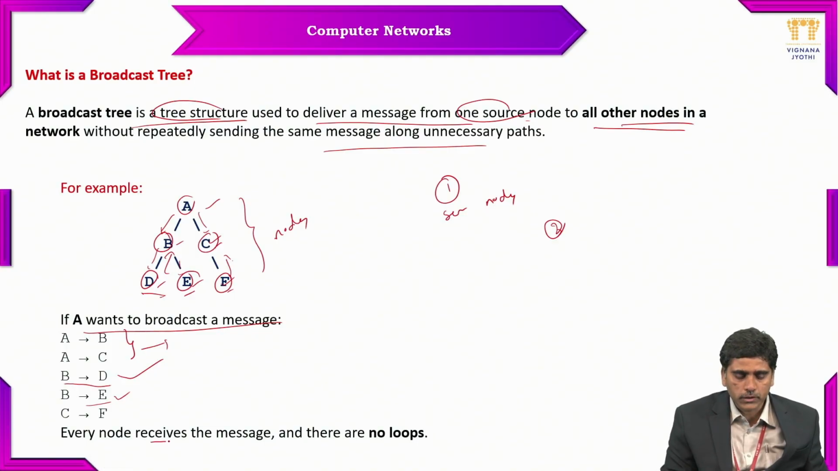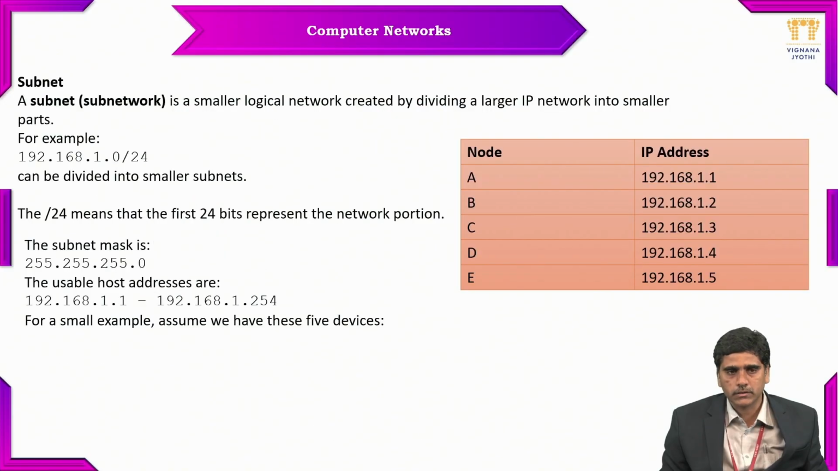So every node receives the message and there are no loops. As we see in this diagram, there are no cycles and no loops also. Each and every message is broadcast to all other nodes. A broadcasted the message to B and C, B broadcasts that message to D and E, and C broadcasts the message to F. So now all the nodes are receiving that message.